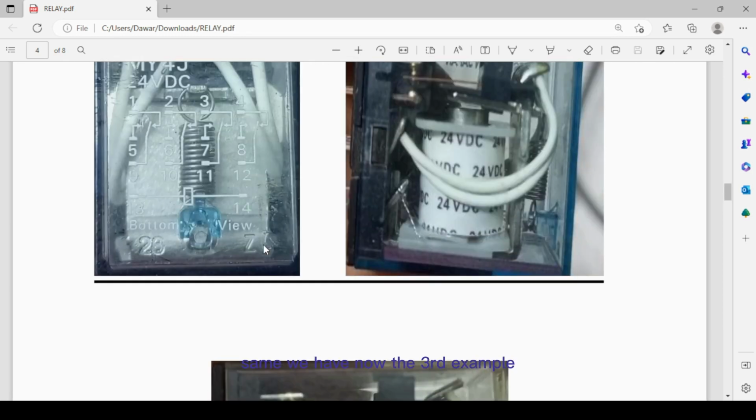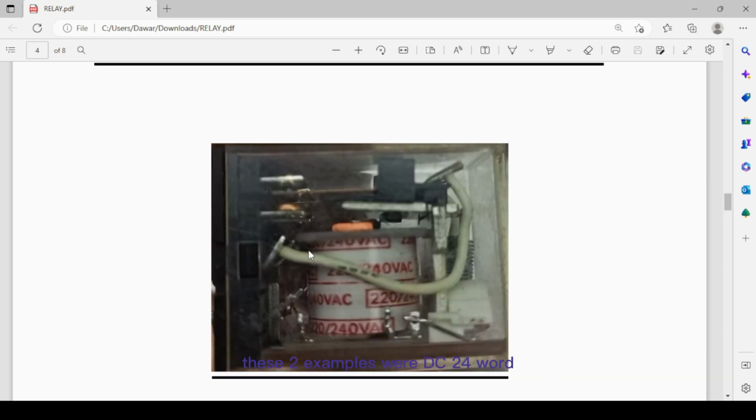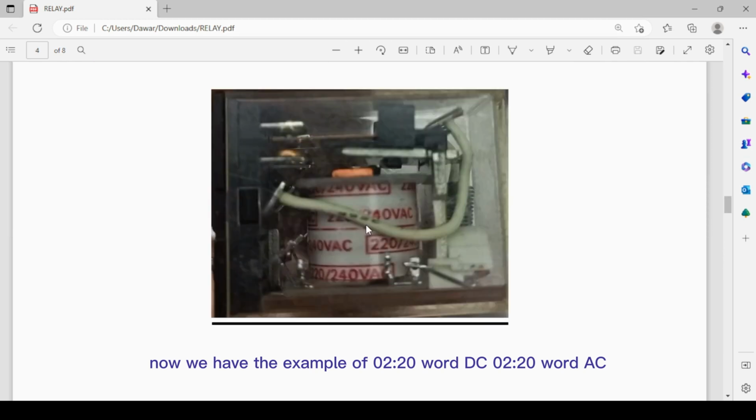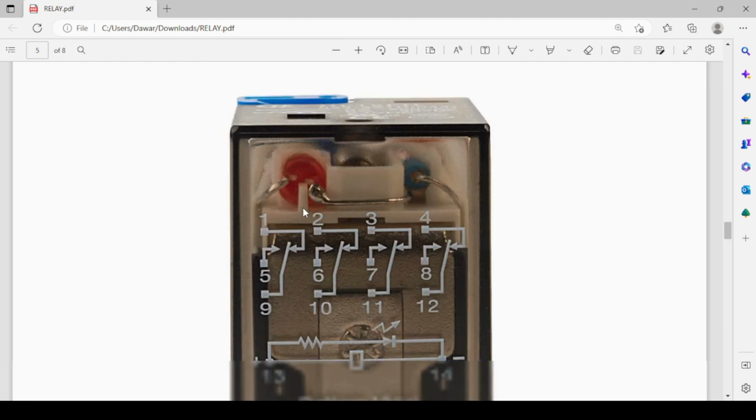Same, we have now the third example. This is the same relay with 240 volt coil AC. These two examples were DC 24 volt. Now we have the example of 220 volt DC, 220 volt AC. Here you can see it's written on the coil. This is also the 14 pin relay.